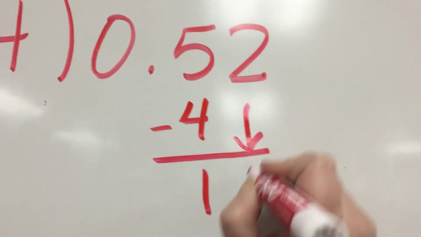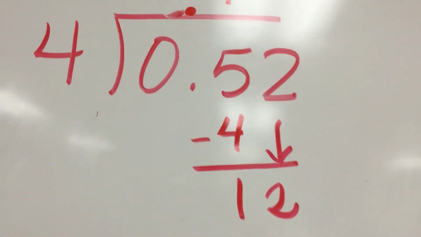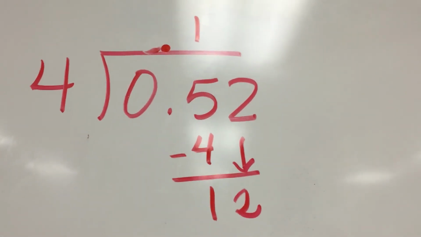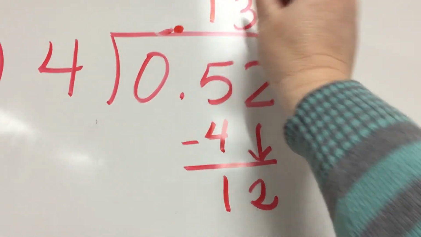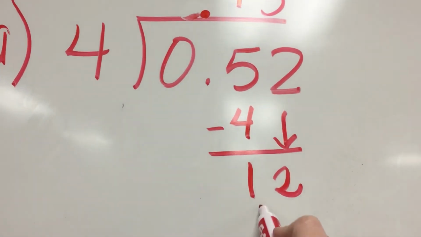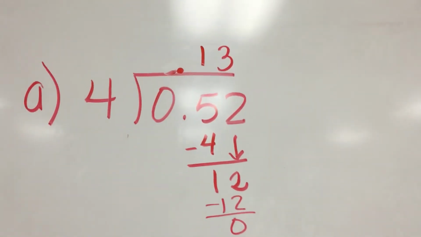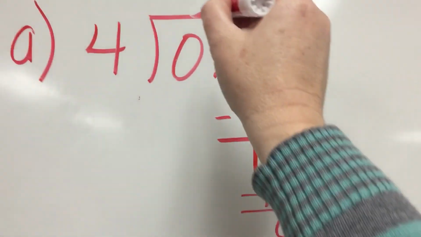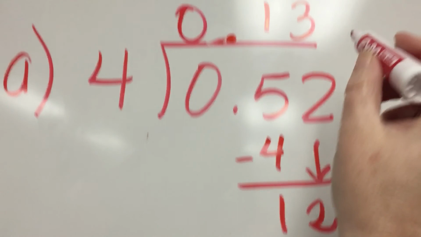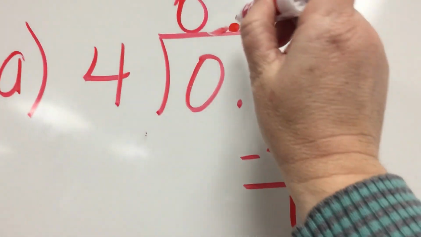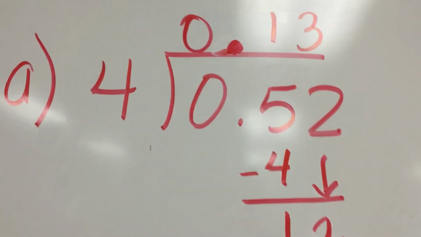Subtract, bring it on down, bring down that 2. 4 goes into 12 3 times. 3 times 4 is 12. Now I have numbers above everything except the 0, so my answer is 13 hundredths. Make sure that decimal point shows up.